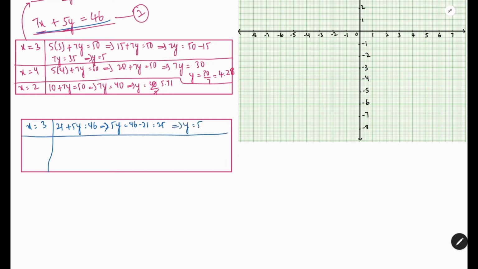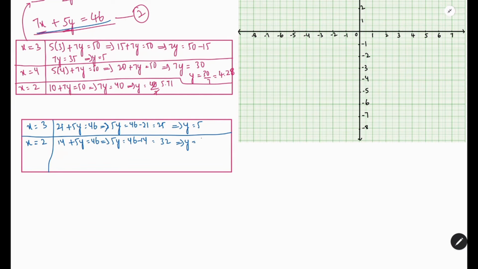If x equal to 2, 7 2s are 14 plus 5y equal to 46. So 5y equal to 46 minus 14 equal to 32. y equal to 32 by 5. 5 6s are 30, 5 4s are 20, so y equal to 6.4.